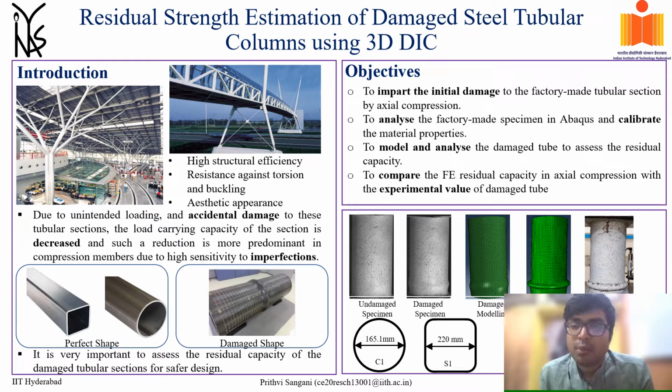Therefore, the objectives of the study are to impart initial damage by axial compression to factory-made specimen, model the damaged shape, and perform finite element analysis to estimate the residual capacity. For this, two specimens, one circular C1 with 165 mm dia and square S1 with 220 mm side is studied.